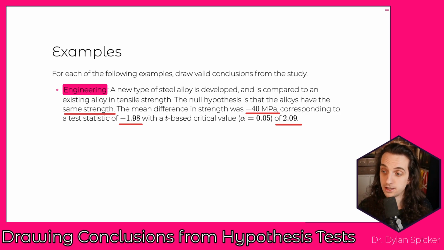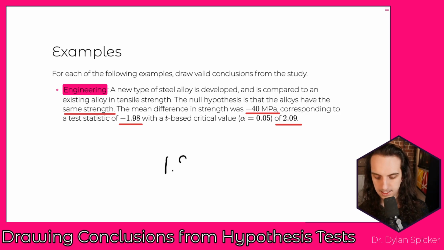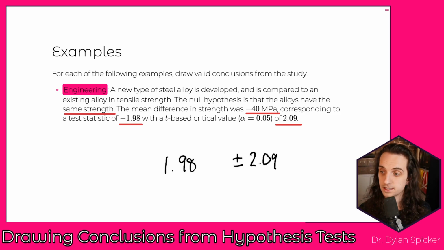Notice that this is a two-tailed test, and so this negative 1.98 value here is a value that we're actually going to want to be comparing, right? So 1.98 is a value that we're going to be comparing to the critical values, which are going to be plus and minus 2.09. And the reason it's plus and minus 2.09 is because this is a two-tail hypothesis test, right? And because this is a t-based critical value, we know it's symmetric, and so the positive value and the negative value are going to be our critical values.